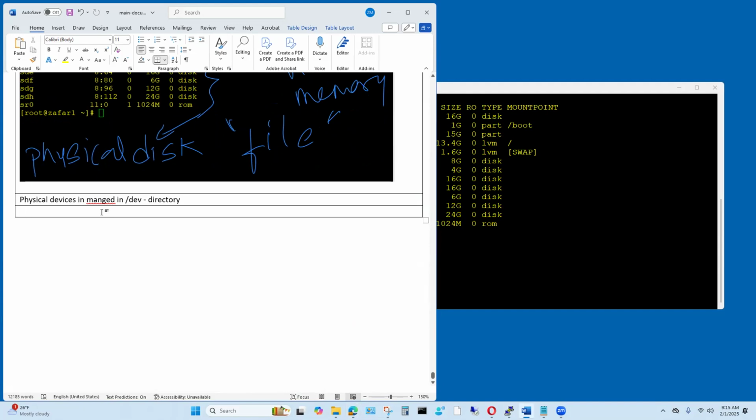So it means the first one is the physical partition, and the rest of them are logical partitions on this, right? No, right now all of them are virtual.